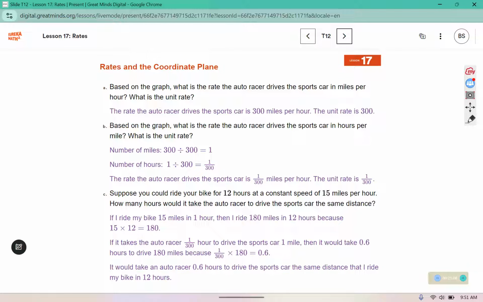The rate the auto racer drives the sports car is 300 miles per hour. So the unit rate would just be that number 300. Based on the graph, what is the rate the auto racer drives the sports car in hours per mile? That would be the other way around. So it would be 1 over 300.